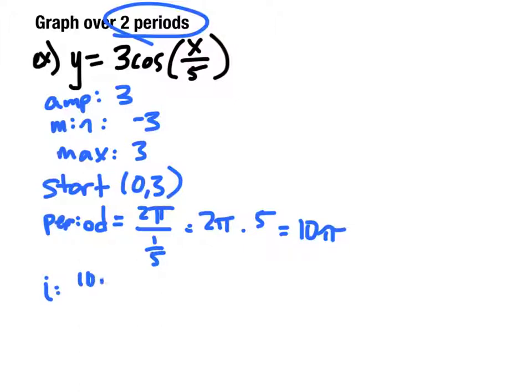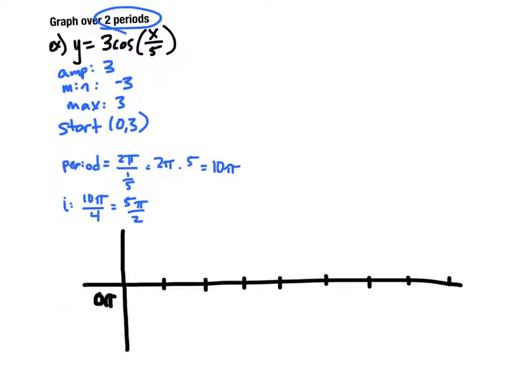Okay, but let's figure out our increment. It'd be 10 pi over 4. So every step is going to be 5 pi over 2. Okay, so we're going to graph this over 2 periods. And every step is 5 pi over 2. So my first step is 5 pi over 2. The next step I'm going to go another 5 pi over 2. So that puts me at 10 pi over 2. 10 pi over 2 is just 5 pi.